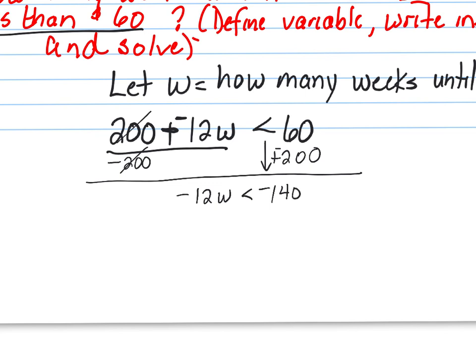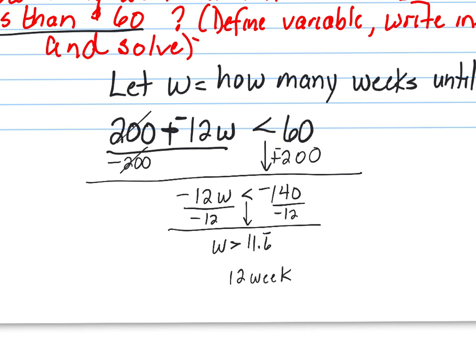Okay. Then we are going to divide both sides by negative 12. Do I have to flip the inequality? Yep. W is going to be greater than, it's positive. I will tell you, you get 11.6 repeating. Can you have 11.6 repeating weeks? No, so it's got to be 12 weeks where it's going to be less than $60.